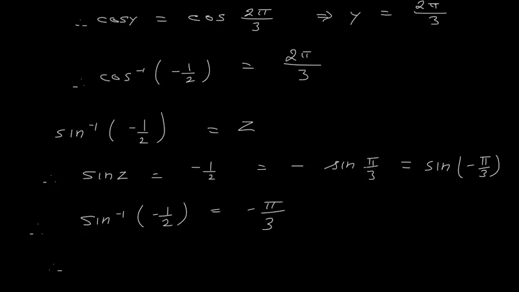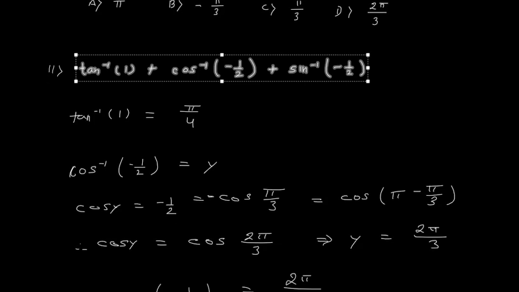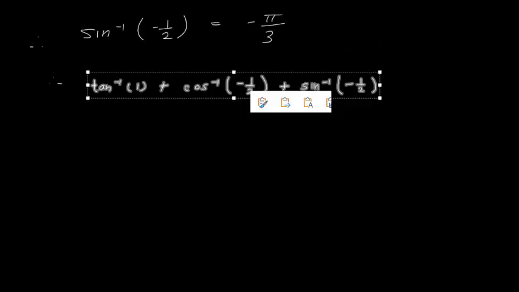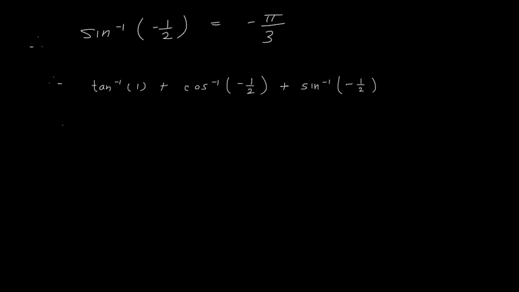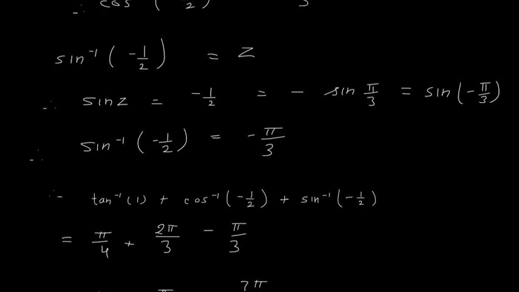So finally I will write the value. The value of tan inverse 1 is pi divided by 4. The value of cos inverse minus half is 2 pi by 3, so plus 2 pi by 3, then plus minus pi by 3. So this is pi divided by 4 plus pi divided by 3. So 3 plus 4, 7 pi divided by 12. 7 pi by 12 is the answer for this 11th question.